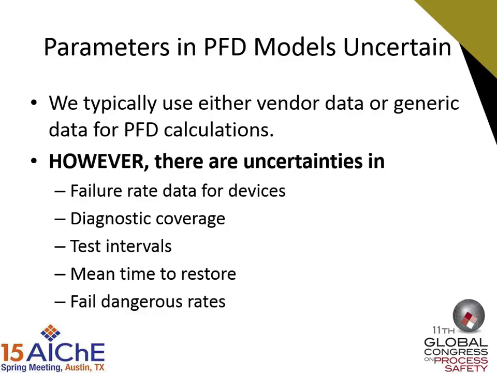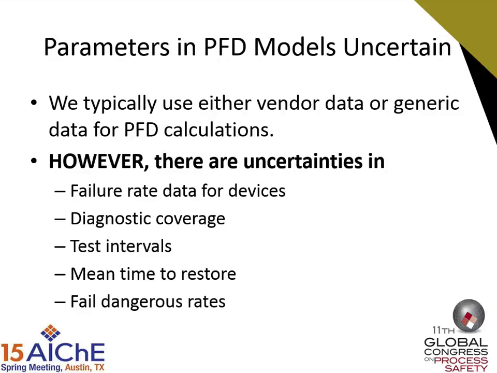And so we have uncertainties in the diagnostic coverage, that's a term for the computer of the SIS, and in the time that you're going to test it. If you say I'm going to test it every 2 years, what do you really mean? I'm going to test it between 18 months and 28 months. It's not 2 years, there's actually a range, right? So we have all kinds of uncertainties all through these calculations.